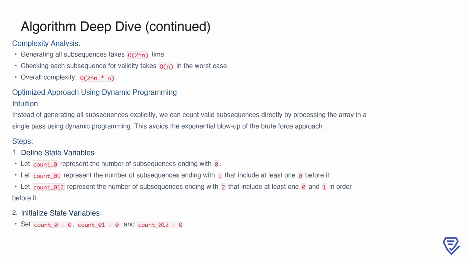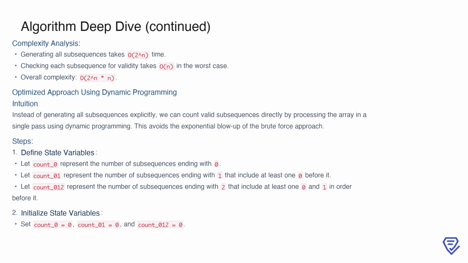Instead of explicitly generating all subsequences, we can count valid subsequences directly in a single pass through the array. The key idea is to define state variables that represent cumulative counts of subsequences meeting specific criteria. For instance, count_0 tracks subsequences ending with 0, count_01 tracks subsequences ending with 1 that include at least one 0, and count_012 tracks subsequences ending with 2 that include at least one 0 and 1 in the correct order. By maintaining these counts as we traverse the array, we avoid the exponential blowup of generating all subsequences.